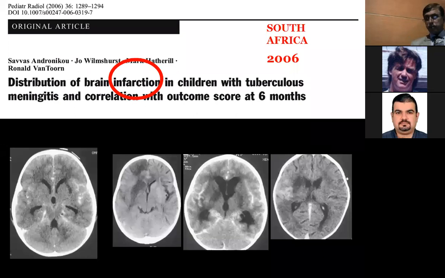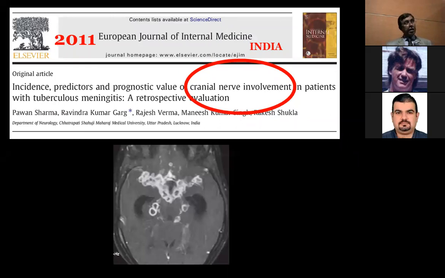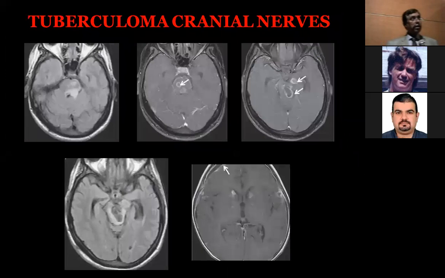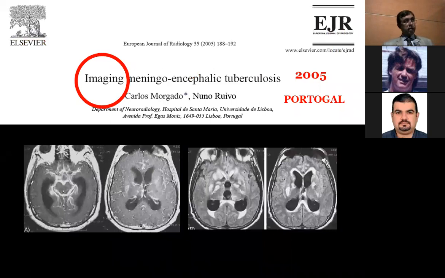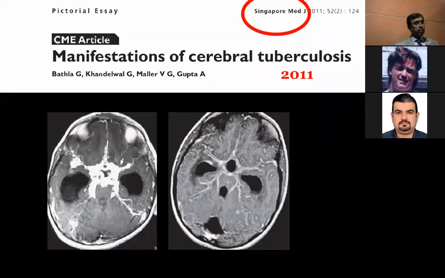Cranial nerves can be affected because of the basal arachnoiditis. In this paper, again from India, you can see what we are affecting here. You can affect the fourth nerve, you can affect the third nerve, and here you can affect the seventh nerve. And this is how the imaging would look. A paper from Portugal: hydrocephalus, basal arachnoiditis, everything. The same thing, hydrocephalus.